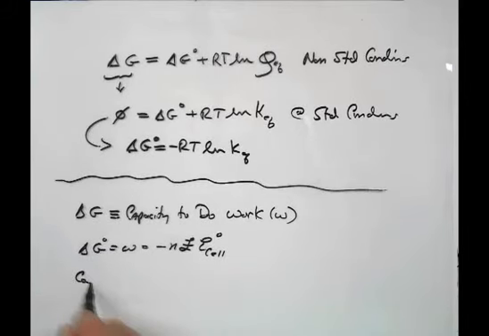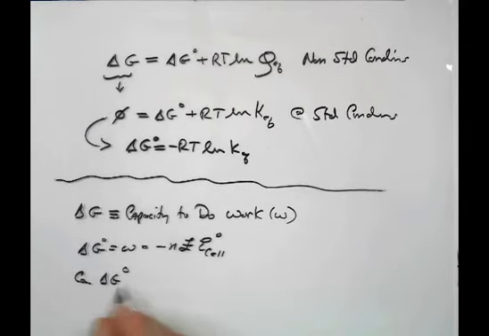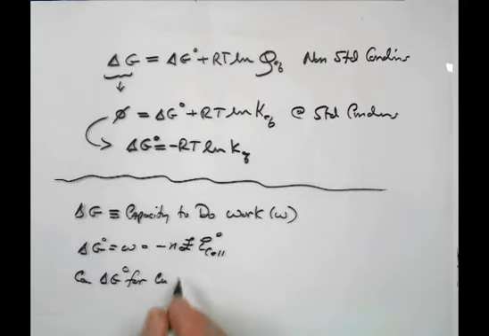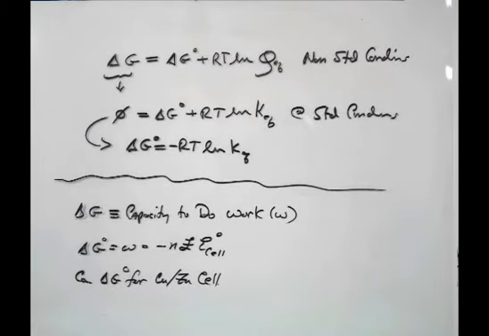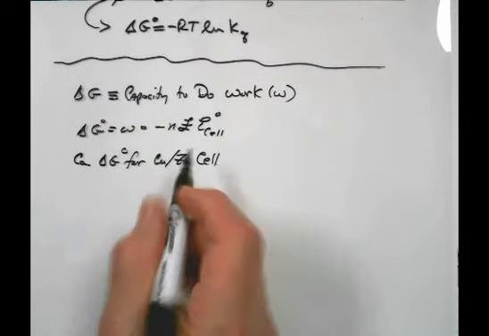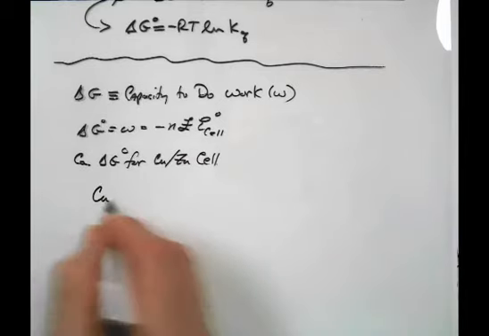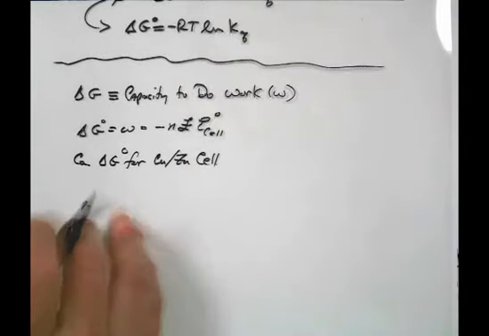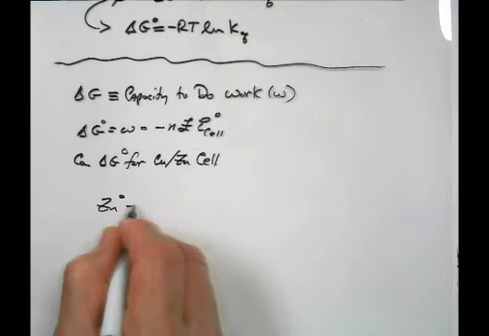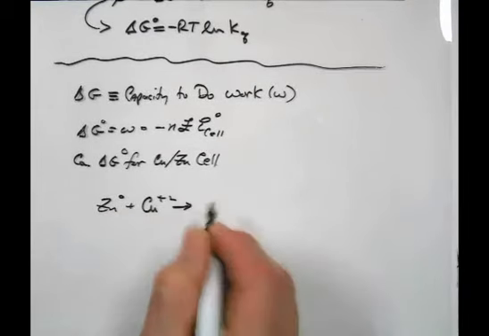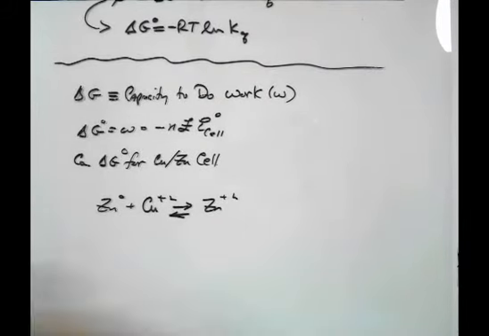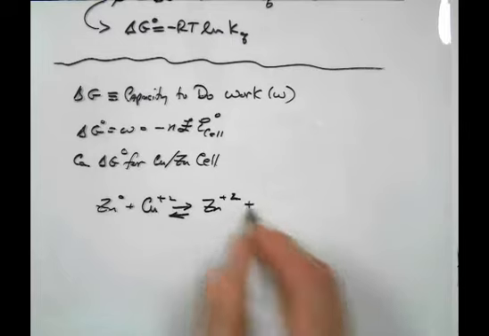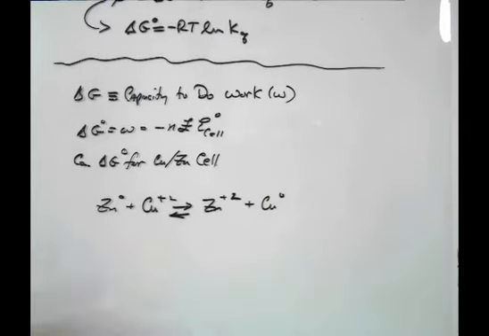Calculate delta G naught for your copper zinc cell. Okay. Well, it's easy enough to do. Zinc plus copper 2+ goes to zinc 2+ plus copper. And of course, if you're at the standard conditions, that's going to be an equilibrium, so you can throw in an equilibrium thing, and copper comes out of solution.